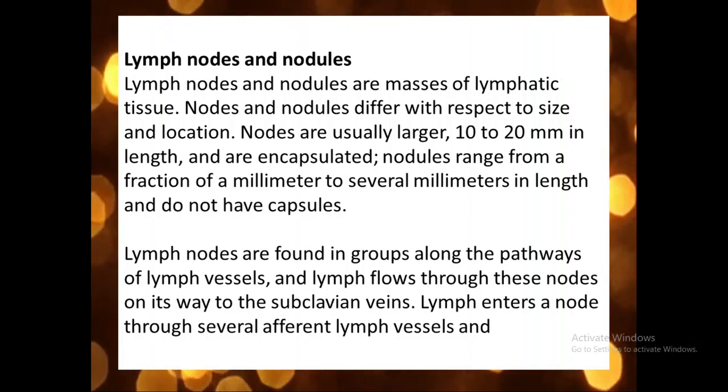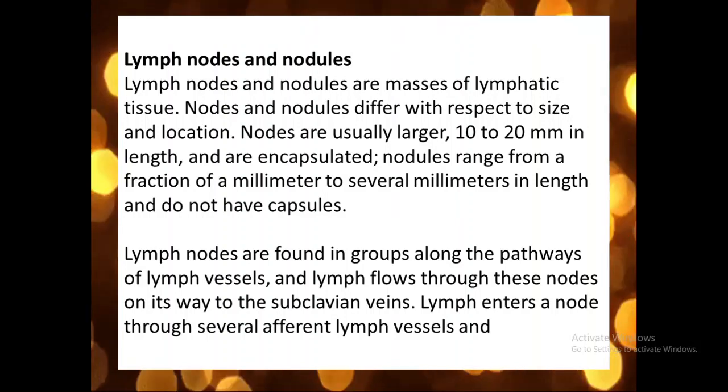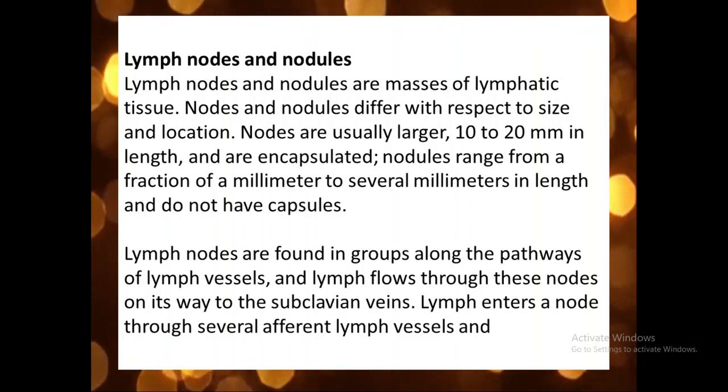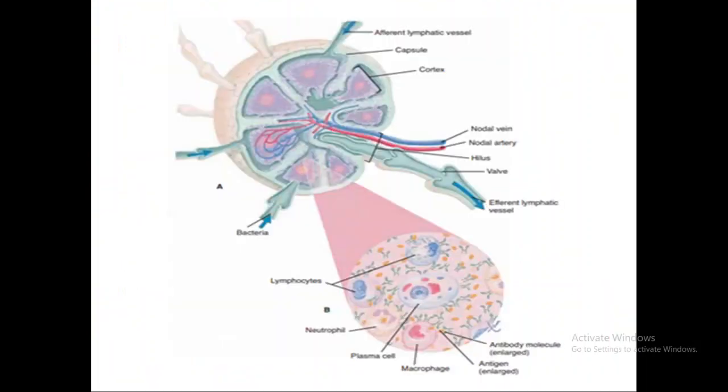Lymph enters a node through several afferent lymph vessels and leaves through one or two efferent vessels. As you can see on the photo, this is the lymph node: a section through a lymph node showing the flow of lymph and a microscopic detail of bacteria being destroyed within the lymph node.